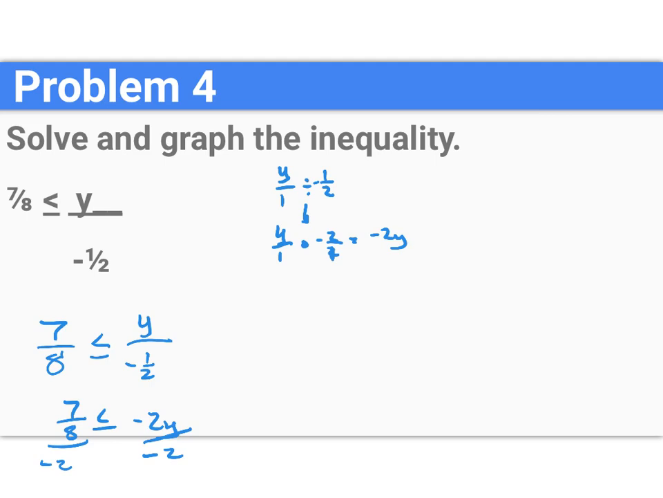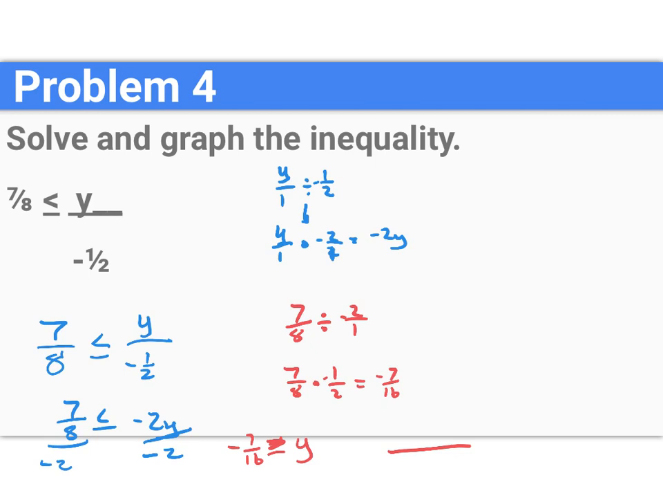So I'll do the fraction math over here in red. 7 over 8 divided by negative 2 over 1. 7/8 times negative 1/2 gives us negative 7/16. Because we divided by a negative, the sign will flip. So let me write that over here because I don't have enough room. Negative 7 over 16 is bigger than or equal to positive 1y.